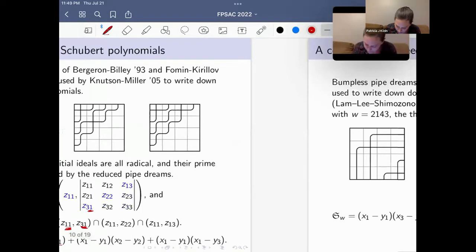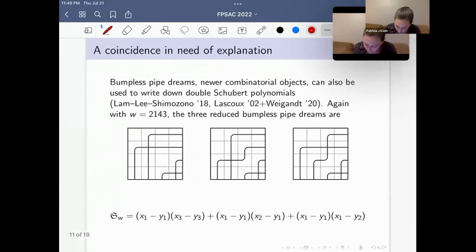There are these other combinatorial objects that came about more recently. They were named by Lam, Lee and Shimozono as bumpless pipe dreams, and they appeared under the name of the 6-vertex model, coming from statistical mechanics, in Lascoux's work, and then formalized in Weigandt's work more recently.